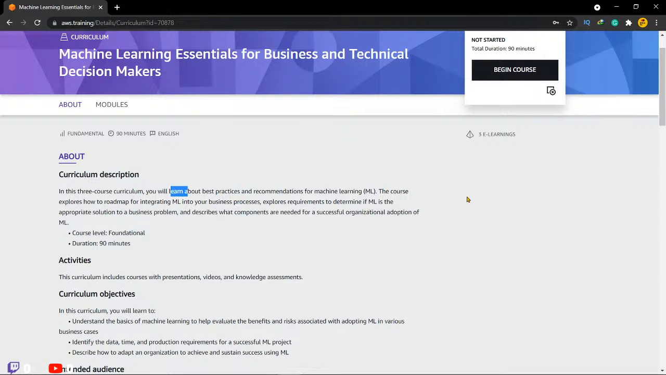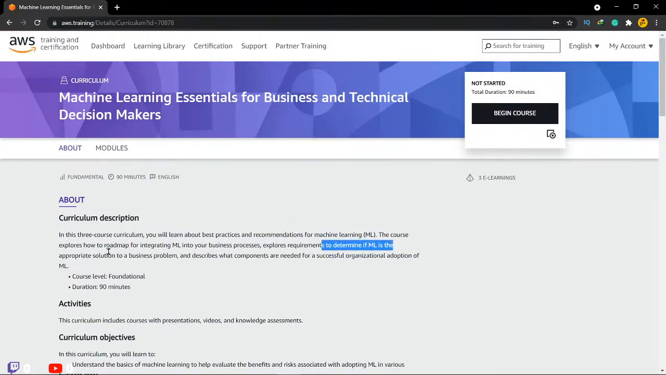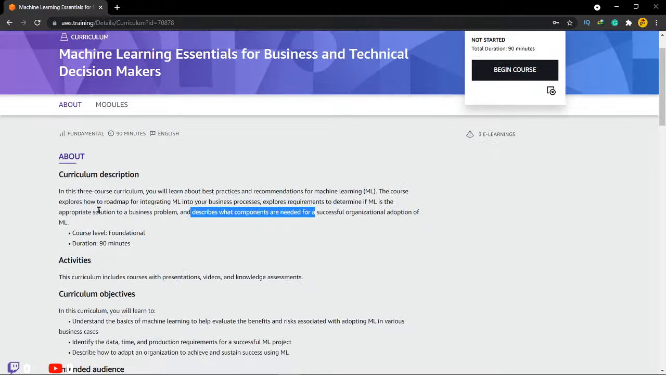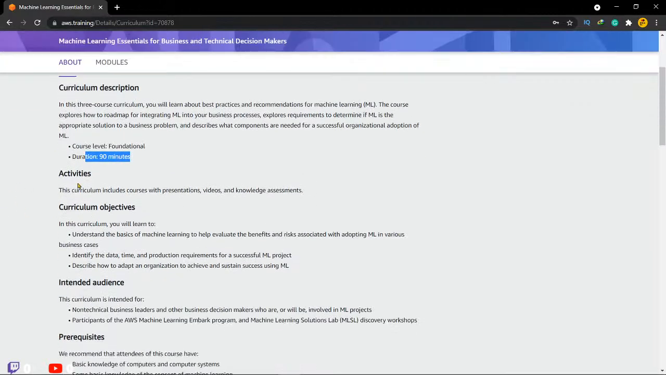The course explores a roadmap for integrating machine learning into your business process, explores requirements to determine if ML is the appropriate solution to a business problem, and describes what components are needed for successful organizational adoption of ML. Course level: foundational. Duration: 90 minutes. Activities: this curriculum includes courses with presentations, videos, and knowledge assessments.